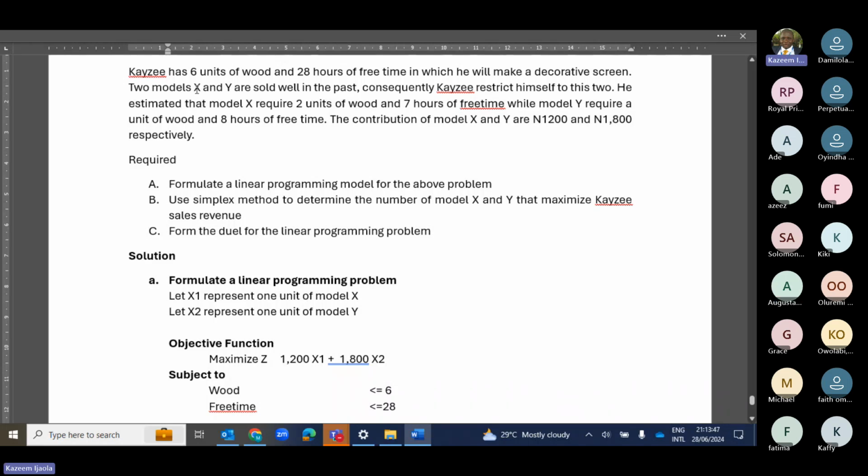They said that models X and Y are sold well in the past. Consequently, KZ restricted himself to these two. He estimated that X requires 2 units of wood. So for X, 2X1: I need 2 units of wood for X. Then I also need 7 hours of free time, so 7X1. Now I'm done with X. Then plus, how many do I need for X2? Model Y requires a unit of wood, and a unit means 1, so 1X2, plus 8 hours of free time, that's 8X2. Correct? So we are done with the LP.